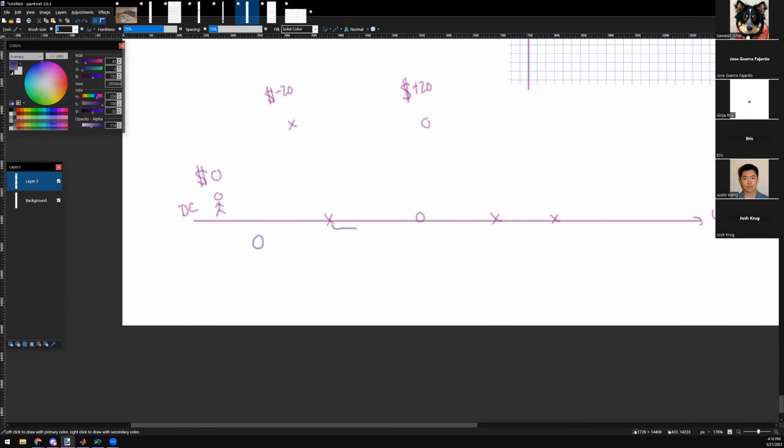Then I pass this point, and what do I have now in my wallet? -20. And then I pass this. What do I have in my wallet? 0. Then I pass this, -20, and then I pass this, -40. These are the slopes: 0, -20, 0, -20, -40. So if you have more negative, the slope is now -40 dB per decade.